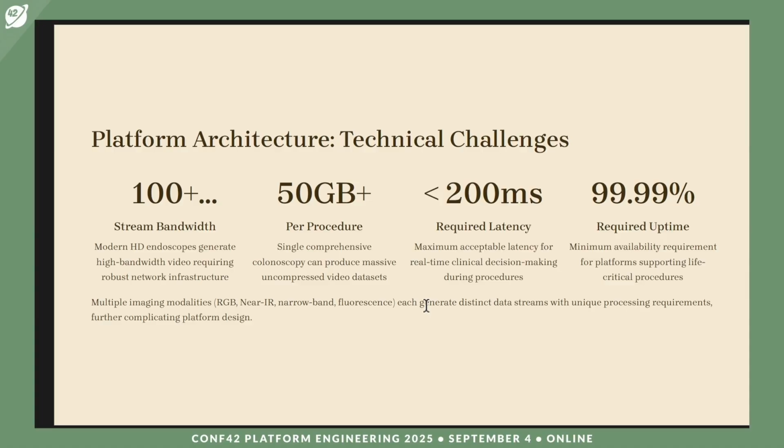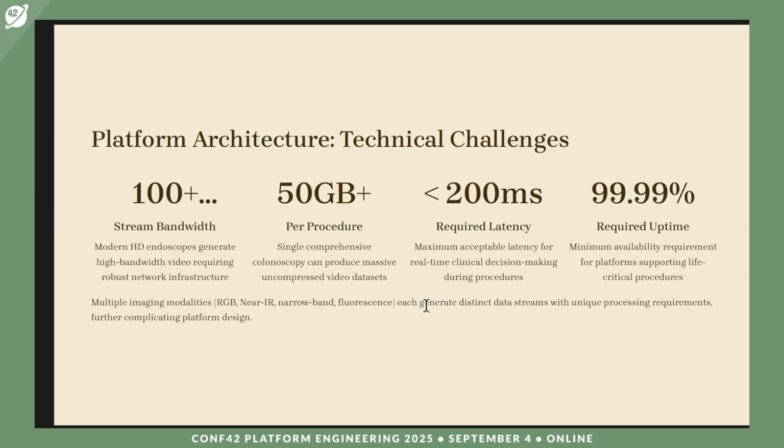So, the stream bandwidth: a single procedure produces a massive amount of uncompressed data. The latency: the end-to-end photon latency should be less than 200 milliseconds. In best case scenarios, we have systems with 90 to 120 millisecond latency. The uptime is 99.99%. We have multiple imaging modalities, RGB, near IR, fluorescence. Each has distinct data streams with unique processing requirements.